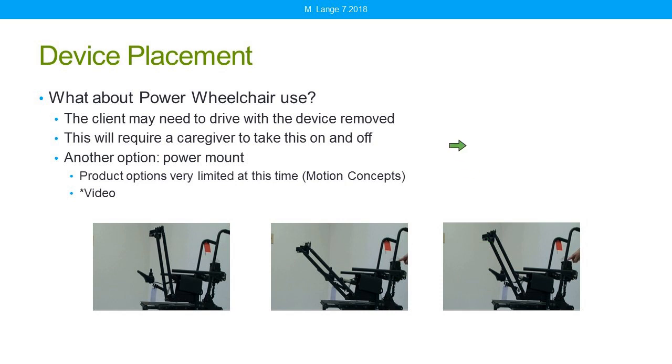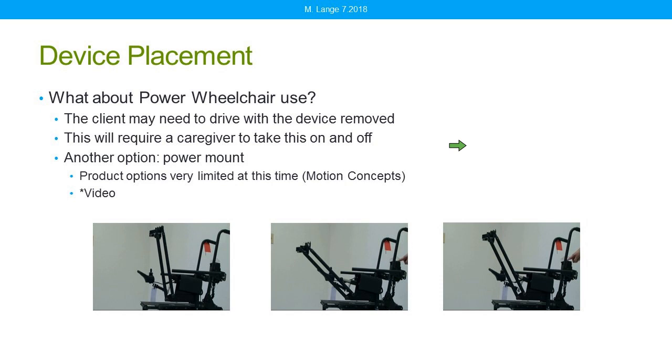The main one that has been available is from a company called Motion Concepts. Motion Concepts is owned by Invacare. There's been some changes with Invacare lately, and it's difficult to get this unless someone has an Invacare chair. Another option, though, that just came out, I just saw this at RESNA this weekend, is from Mountain Mover. Mountain Mover now has 2 power options.